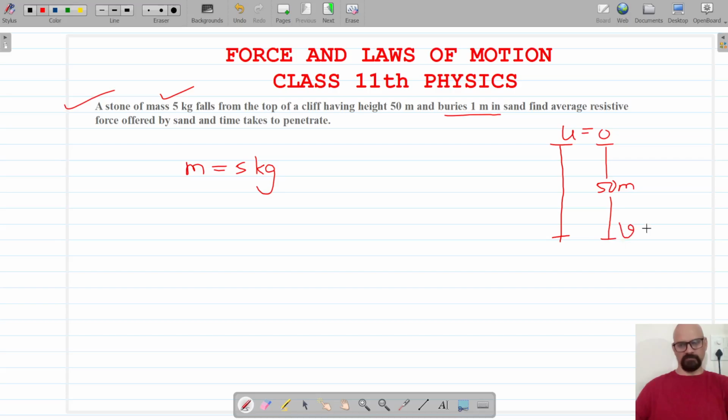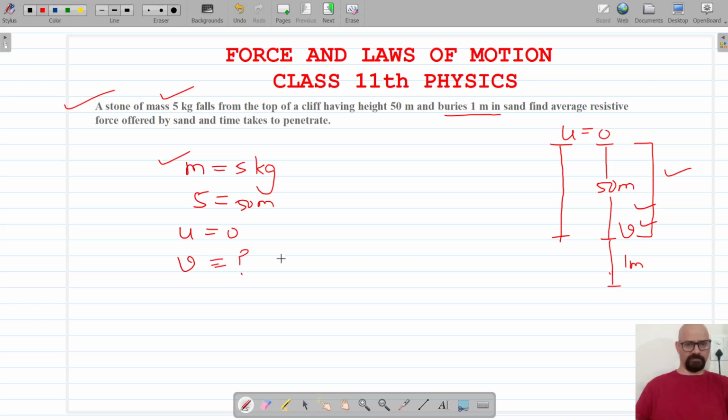Let's say the final velocity before it buries in the sand to a distance of 1 meter is v. So let's consider the first case, when it falls from the cliff and just before it touches the sand. The mass is 5 kg, distance covered is 50 meters, initial velocity is zero, and let's calculate the final velocity before it buries itself in the sand. So we have to calculate v.